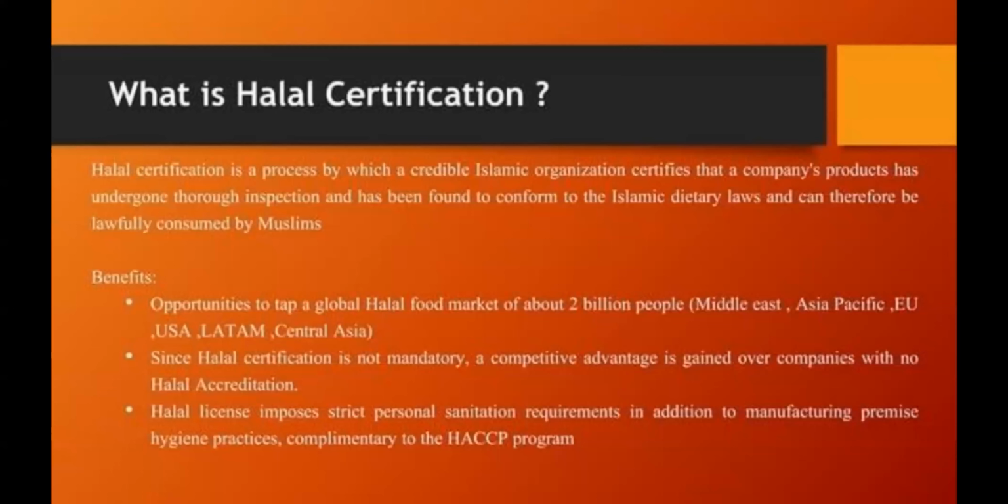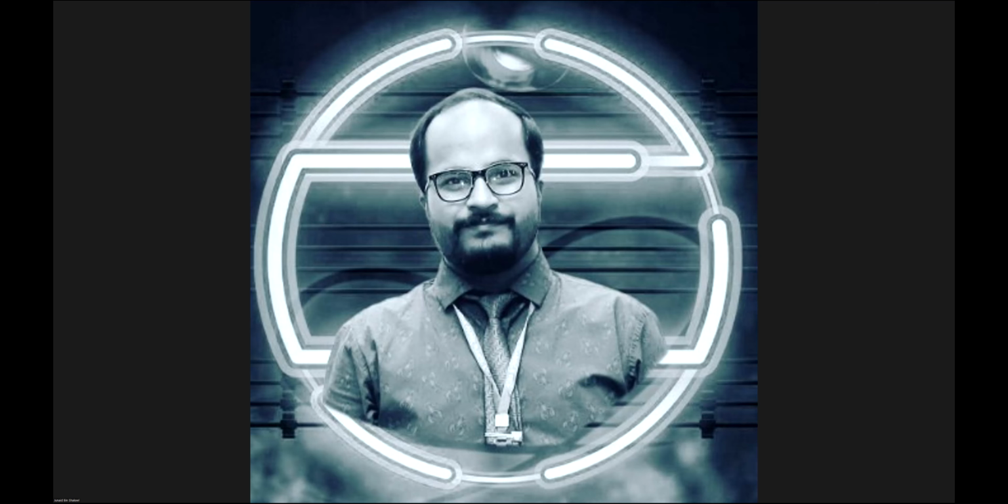Okay, so the halal certification. This slide will take a little bit of time because I'm going to give you very brief information and explanation about what halal certification is, what types of certifications are present, and what types of processes are there. So, halal certification, first of all, is a formal recognition given to products, processes, and establishments that comply with the Islamic dietary laws and principles.